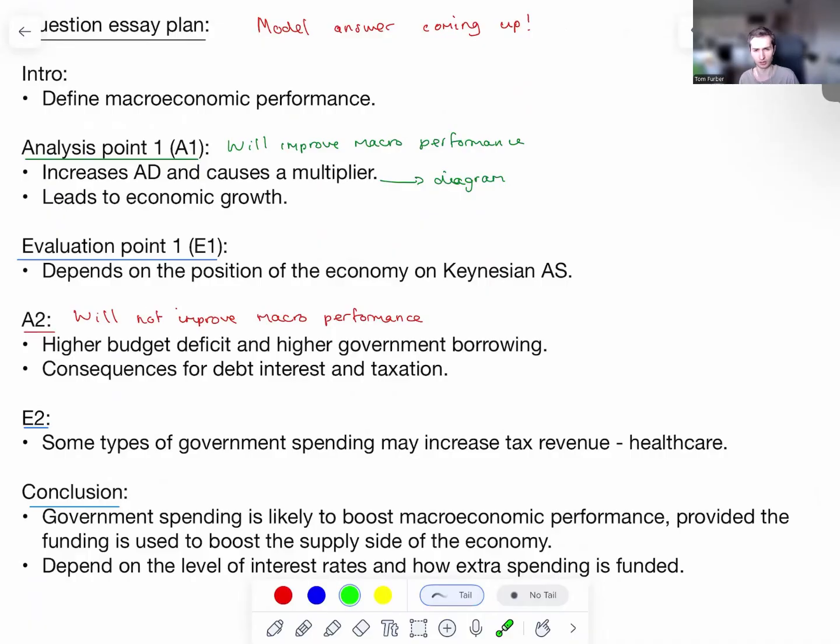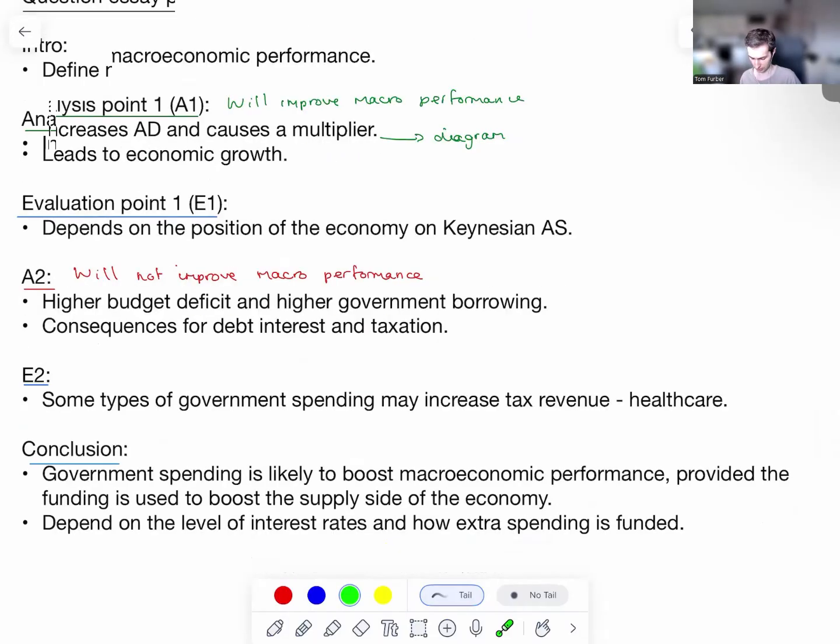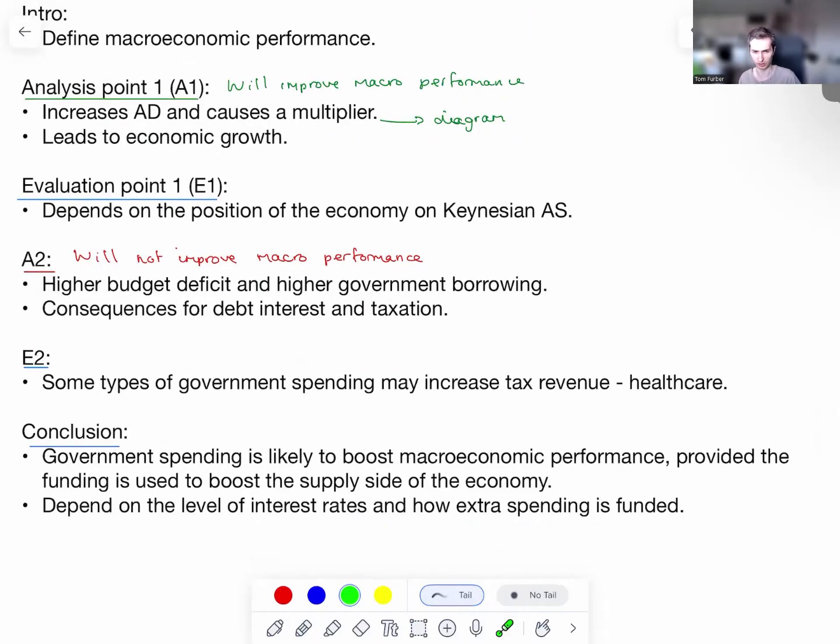But analysis point 2, I'll argue this will not improve macroeconomic performance if we increase government spending. Increasing government spending could increase the budget deficit. I mean higher government borrowing, and that can mean higher debt interest payments and possibly the need to tax more to pay out on that debt interest or pay for the government spending. For the second evaluation point, I'll argue that some parts of government spending may actually increase tax revenue and reduce the budget deficit, challenging the assumption that government spending always leads to higher budget deficits, for example, with healthcare.